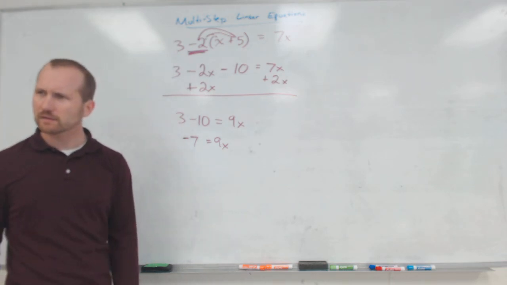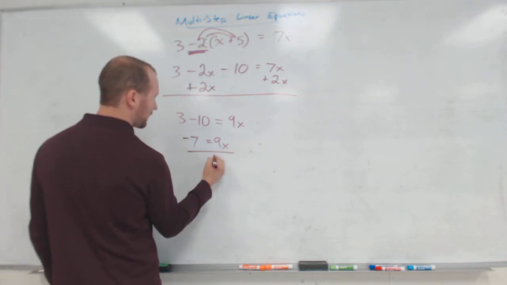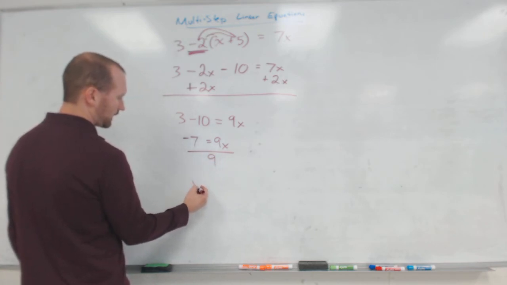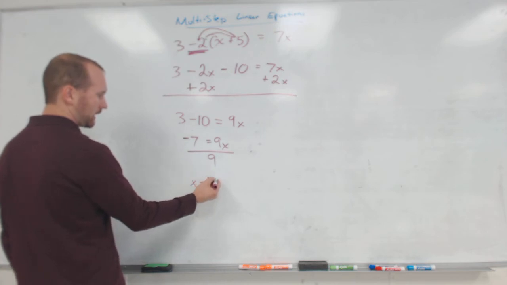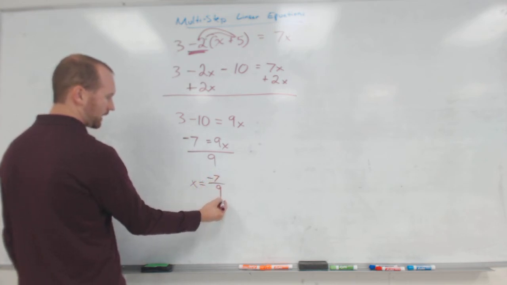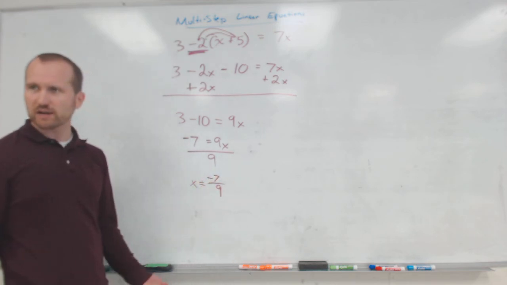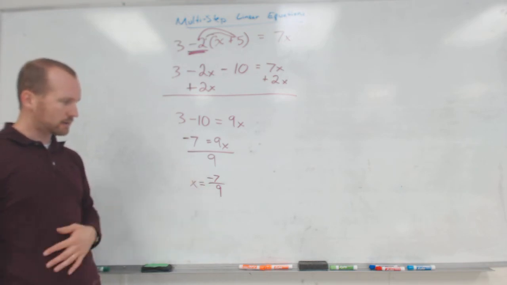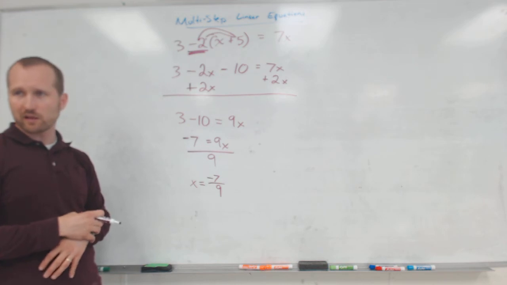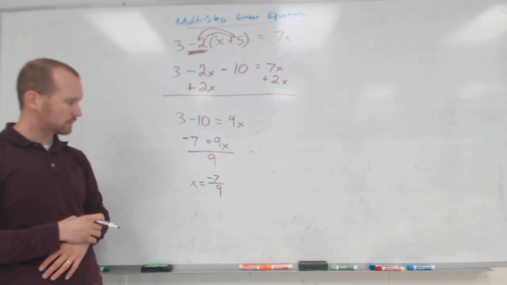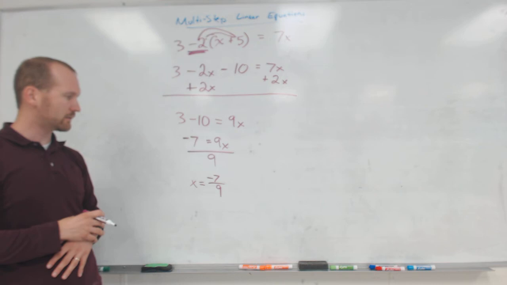What's in the way of that x? Divide both sides by 9. So x equals, I'm flipping it around, negative 7 divided by 9. It's a fraction, right? There's nothing else I can do with that. 7 doesn't get divided by 9, unless we want a really long decimal. No, thank you. So I'm just going to leave it like that.